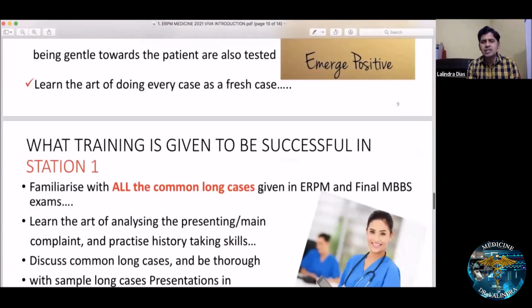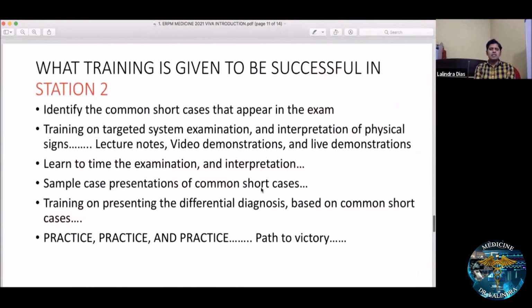So what training is given to be successful in station 2 in our classes? We will be teaching you all the common short cases that will appear in the exam. I'll be training you on targeted system examination, like how to do the examination techniques. Very carefully I'll teach you, this is the way to examine, these are the physical signs you would see, and I will teach you how to interpret the physical signs. We'll be giving lecture notes, video demonstrations, and live demonstrations of patients.